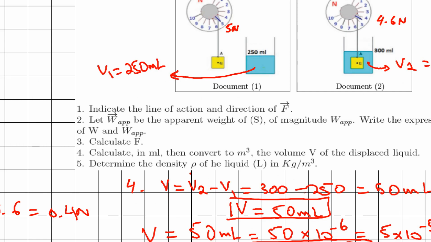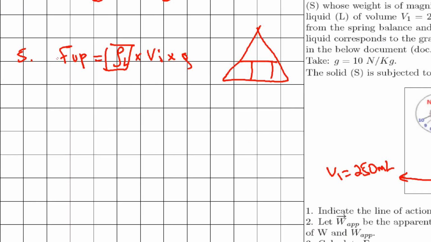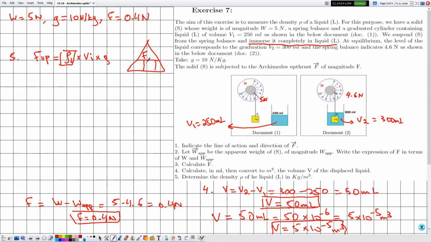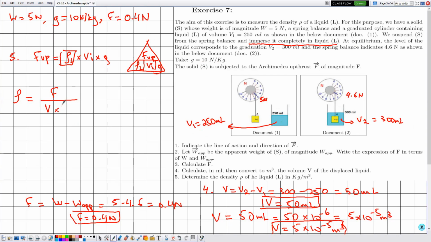And we know that the density of the liquid and the value of F are related via the following formula: F upthrust is equal to the density of the liquid times VI times G. And we are interested in determining the value of ρL, which is the density of the liquid. Now constructing the triangle of this formula, because we have multiplied, F upthrust will be at the top, ρL, VI and G at the bottom, then the value of ρ is given by F upthrust divided by the immersed volume V, multiplied by G.